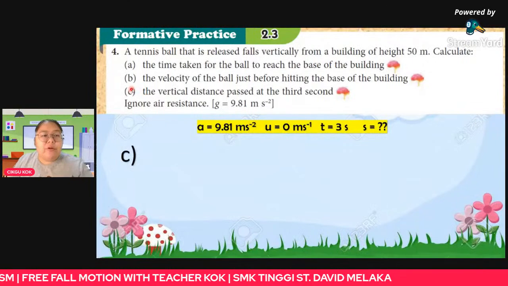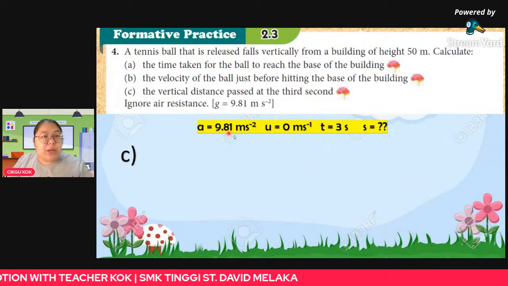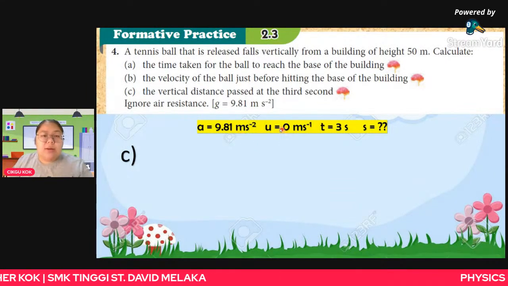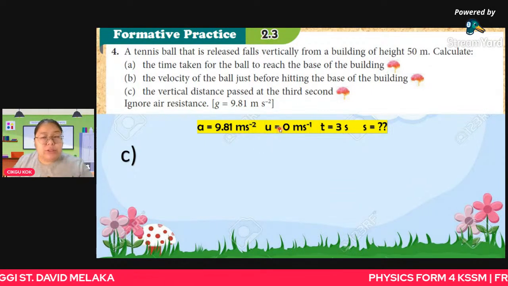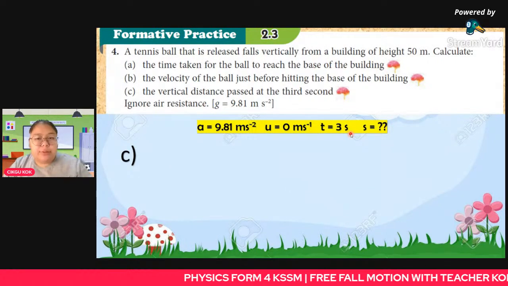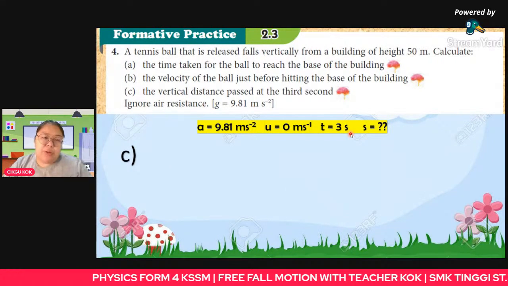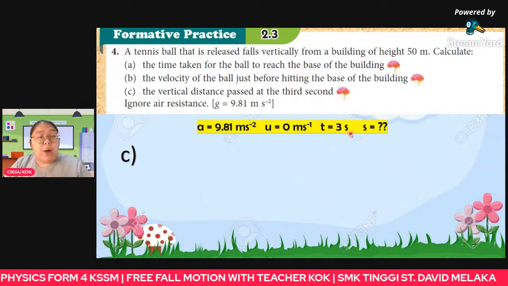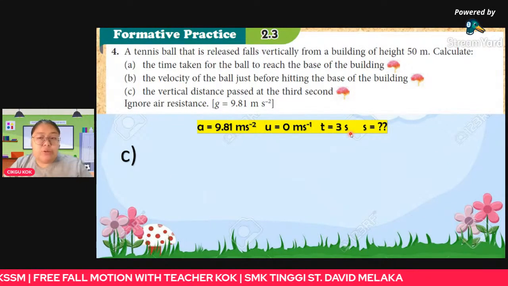Okay, the acceleration is still 9.81 because you are pulled by gravity. The initial velocity U equals 0 because you are released. Time taken: I want the third second. I just want the third second. Then I want to know the vertical distance, how long. It is only until 3 seconds.